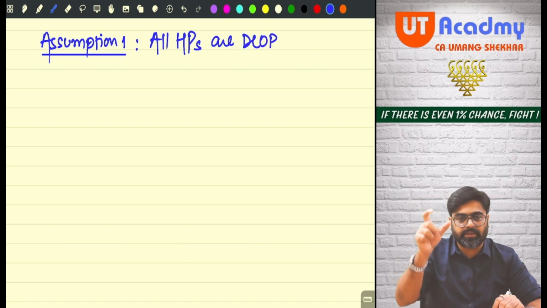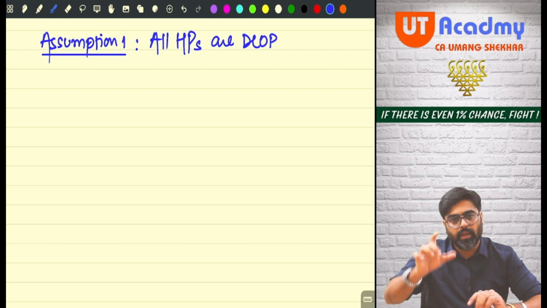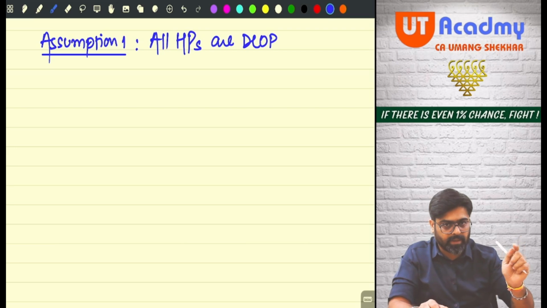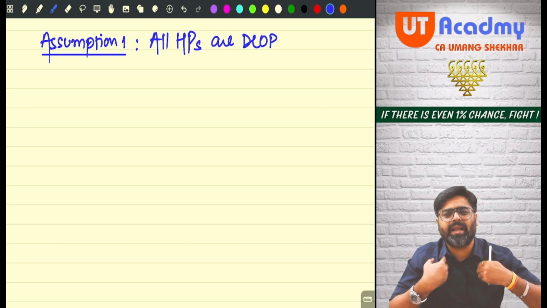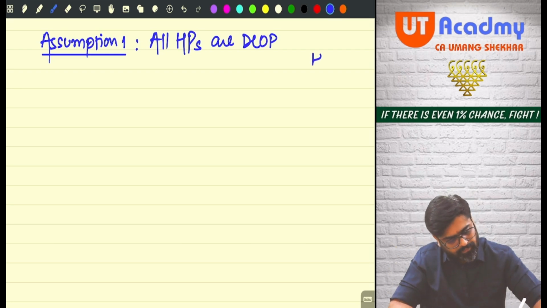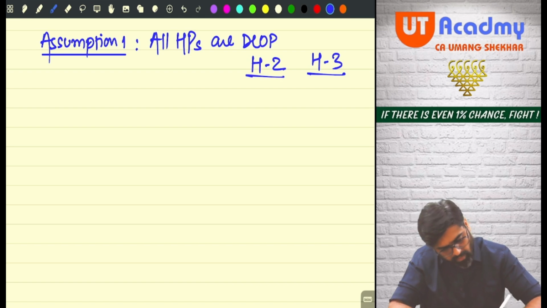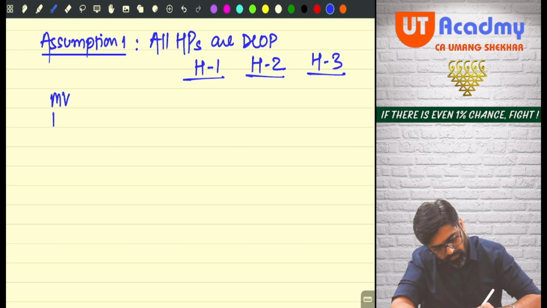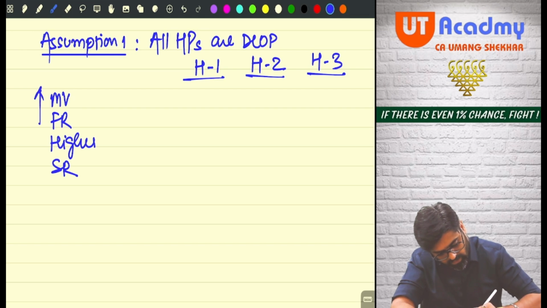So if house property 1 is DLOP, what will be the income? If house property 2 is DLOP, what will be the income? And house property 3 is DLOP, what will be the income? First, let's make this assumption. Now, can I say H3, H2 and H1? Municipal value, fair rent, take the higher amount compared with standard rent. This is higher, this is lower. You will get expected rent.